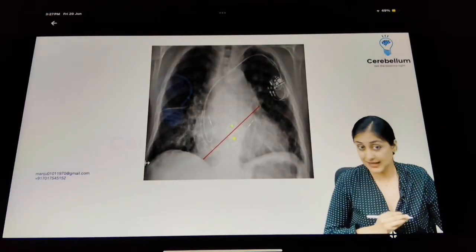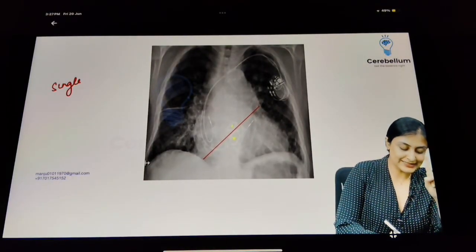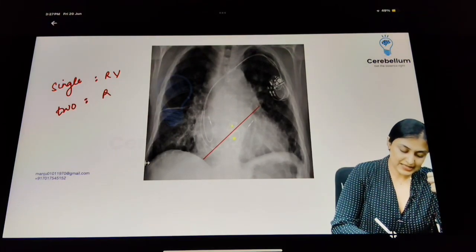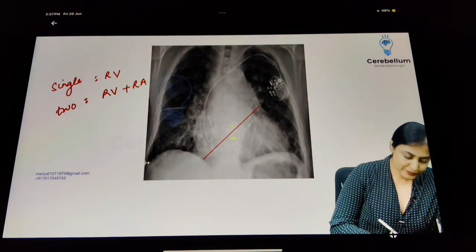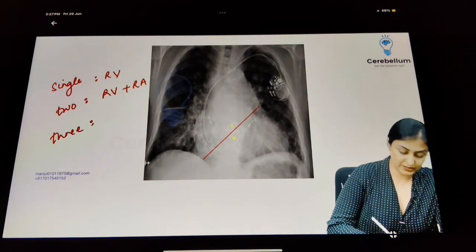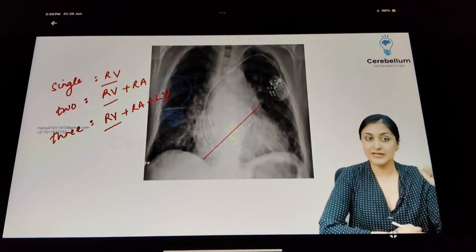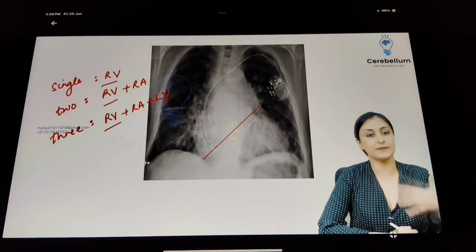So see this, there are 3 kinds of pacemakers. If you see a single lead pacemaker, that lead is in RV. It's like a step-up approach. If you see 2 leads, it is in RV plus RA. If you see 3 leads, it's a biventricular pacemaker where it is in RV plus RA plus LV. So RV is always going to be there. If I see 2, the second one is in RA. If I see 3, the third one is in LV.